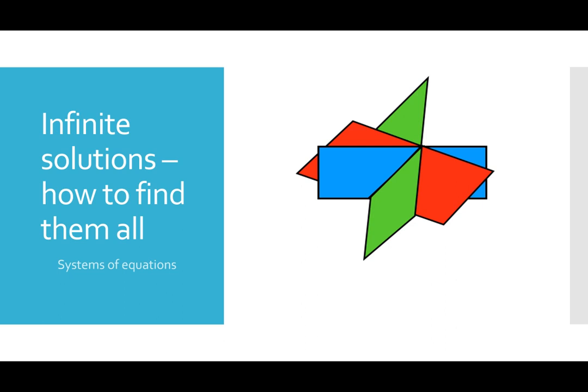In this video, I'm going to show you how to find all of the solutions in an infinite solution system. And that means finding all of the points along that line intersection of two planes rather than three. To do this method, we need to use a little bit of algebra. However, the steps that I'm going to show you are quite straightforward to follow.